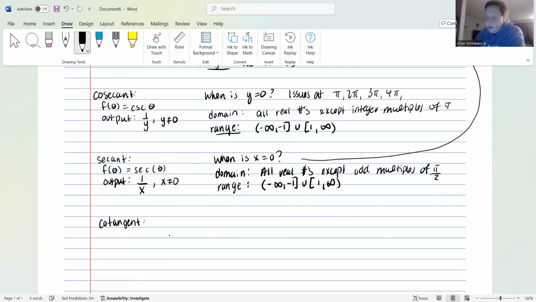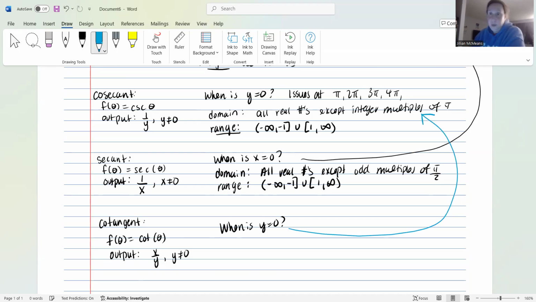So cotangent, we know we can write it as a function by saying f of theta equals cotangent of theta. The input is some value for theta. The output is a very specific ratio. And because cotangent is the reciprocal of tangent, and we know that tangent is sine over cosine or y over x, cotangent is going to be x over y as long as y is not equal to 0. So then we ask ourselves, well, when is y equal to 0? Well, we can say y is 0. We've already looked at that. Y is 0 at pi, 2 pi, 3 pi, 4 pi, negative 2 pi, negative 3 pi.